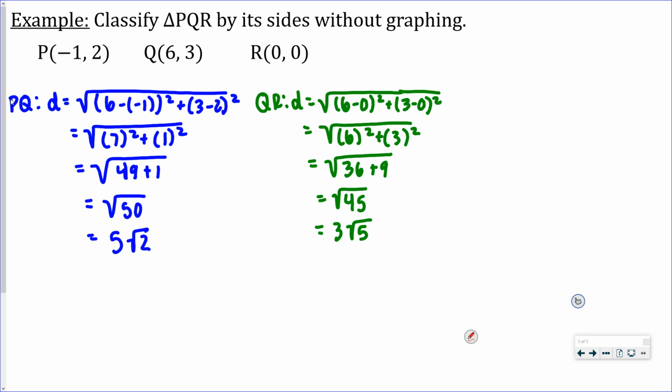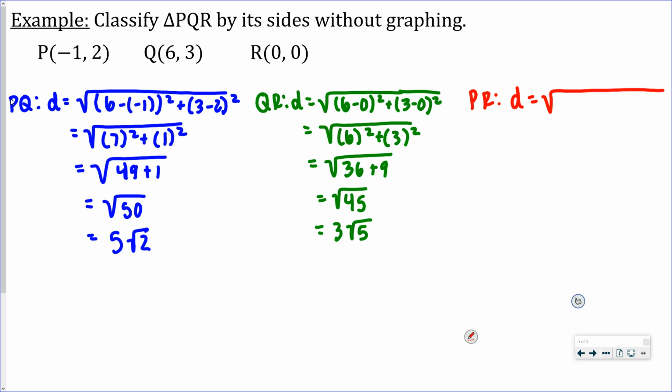So automatically we know it's not what type of triangle? Equilateral, right? We know that these sides are different, so it can't be equilateral. It could still be isosceles if PR is the same length as either PQ or QR. Let's keep going, but we know already it cannot be equilateral because those two sides are different lengths.